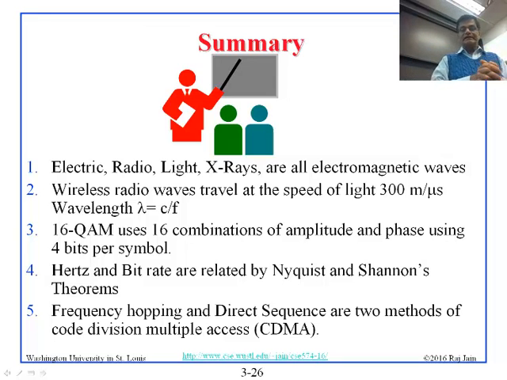And hertz and bits are related by Nyquist and Shannon's theorem. The Nyquist just doesn't worry about the noise, it just worries about the levels of your signal. And the Shannon's worries about the noise, and those are the limits. And frequency hopping and direct sequence we talked about, those are the CDMA methods.